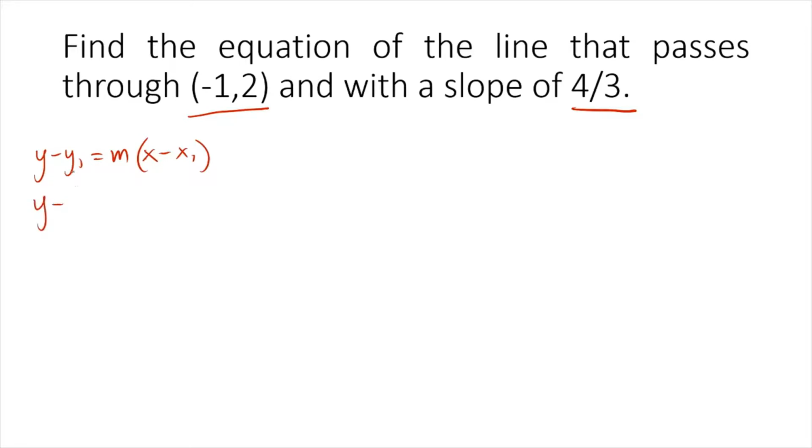y minus y sub 1, in this case, is 2, equals m, where m is 4/3, times the quantity x minus x sub 1. x sub 1 in this case is negative 1, so negative times negative becomes positive 1. Okay.